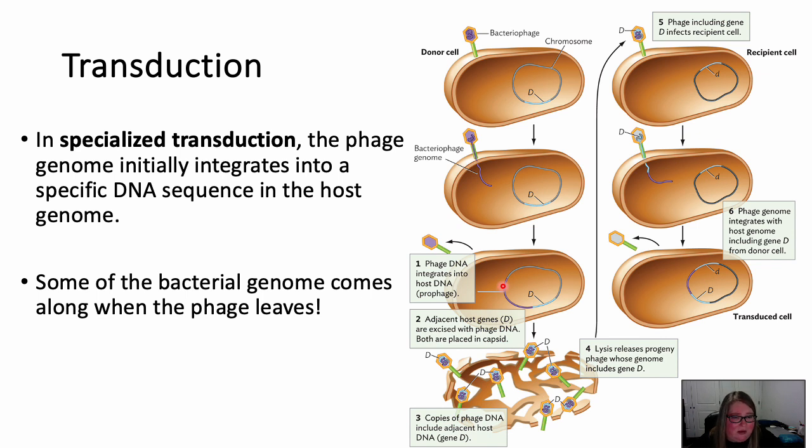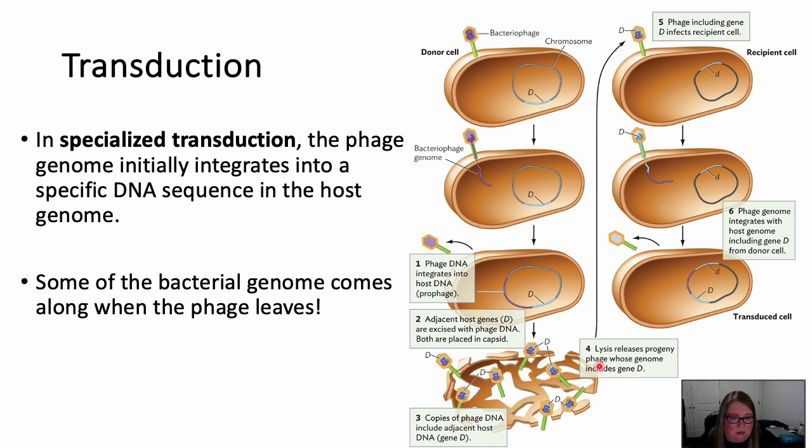So this phage DNA is going to need to be removed from the host genome. And when it does this, it's going to take some of the adjacent genes with it. So we have this capital D gene, and when we cut it out and take the viral DNA and put it back into the phage, when we make new viruses, we're going to bring some of the bacterial genome with it.